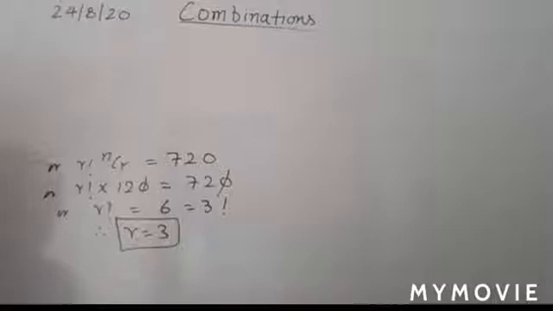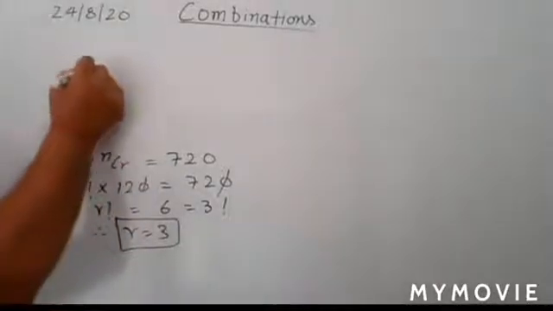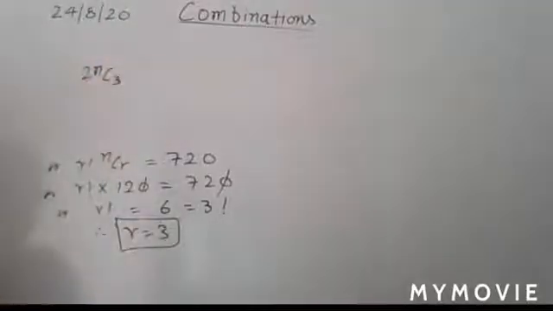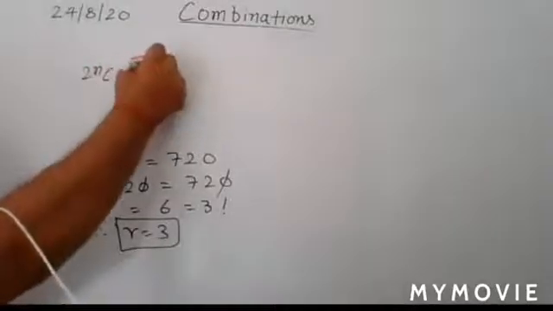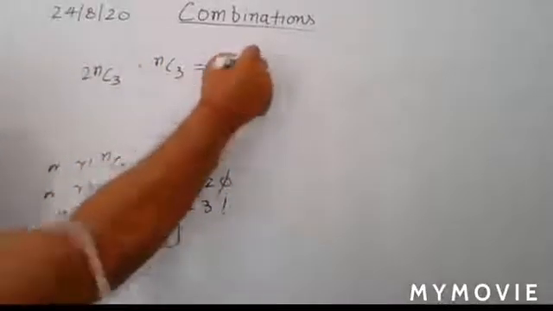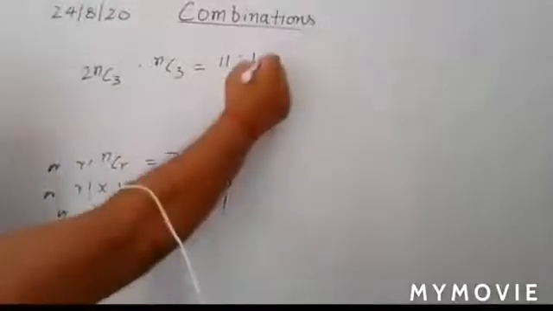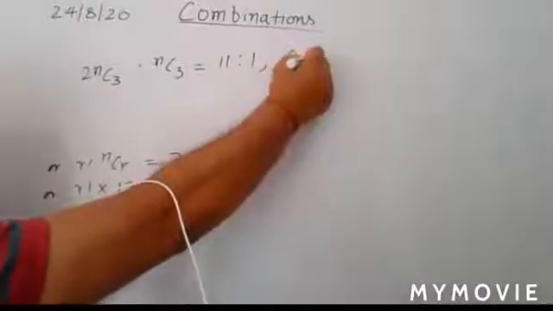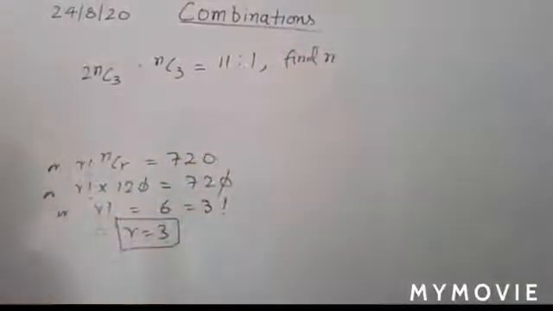Just write the next question. If the ratio 2nC3 is to nC3 is equal to 11 is to 1, find n. So you have to find the value of n. 2nC3 is to nC3 is equal to 11 is to 1. This is your question.